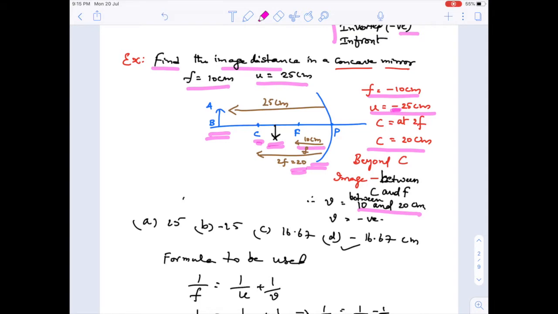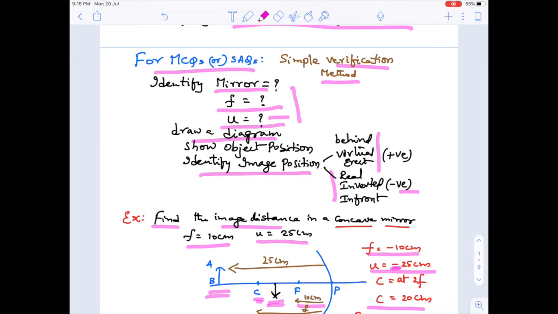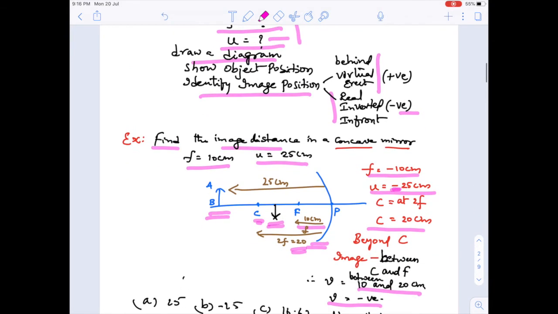And because it is downwards, the image is inverted and real. Therefore, your image distance also is in front of the mirror on the same side as that of the object. Therefore, v will be negative. So, without actually getting the exact value, you know the range of the value and whether it is positive or negative by just looking at this. So, this kind of verification method will help you to immediately solve or answer your multiple choice questions or short answer questions for that matter.